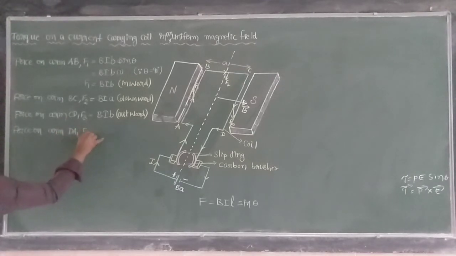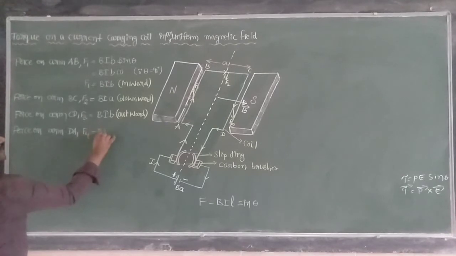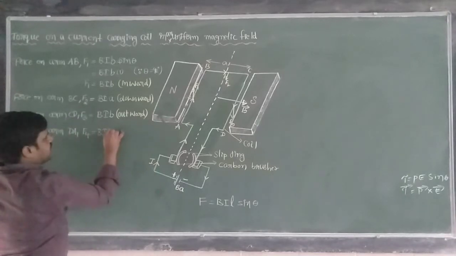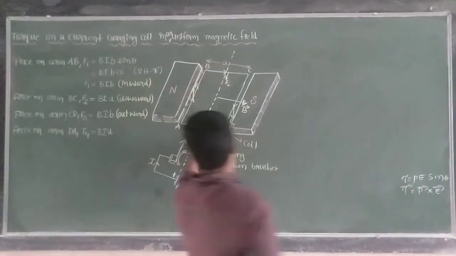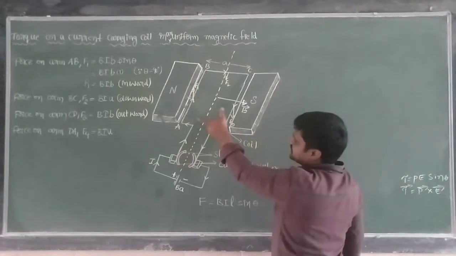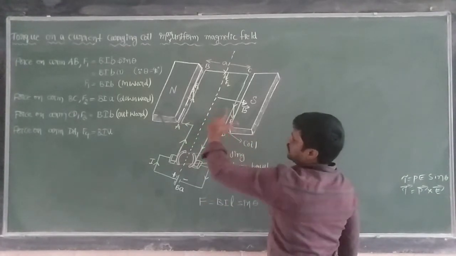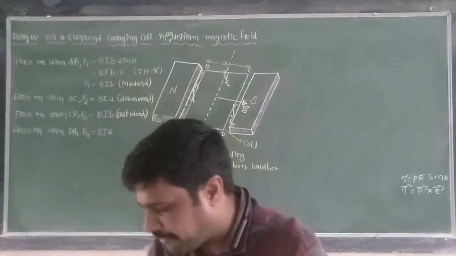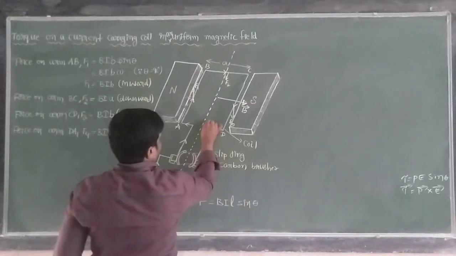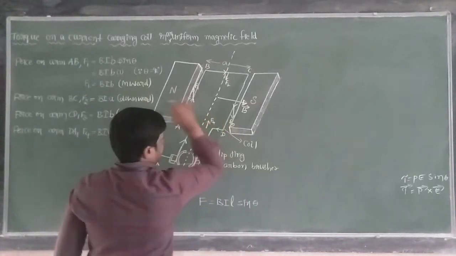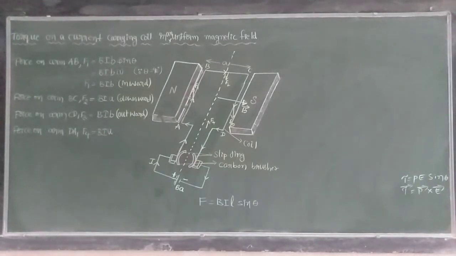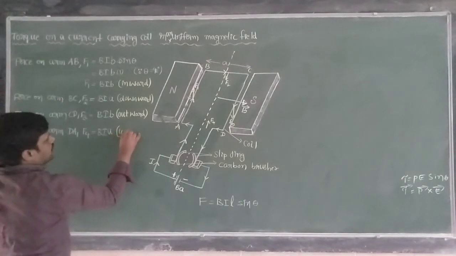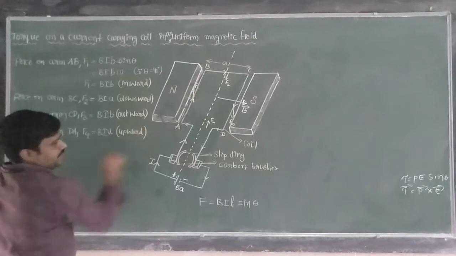Arm DA. That means the force is F4, equal to BIL. D to A, what is the length? The length is nothing but A. Here, in which direction is this force acting? Upward direction. So force F4 is acting in the upward direction. Now one force is downward and the other one is upward.